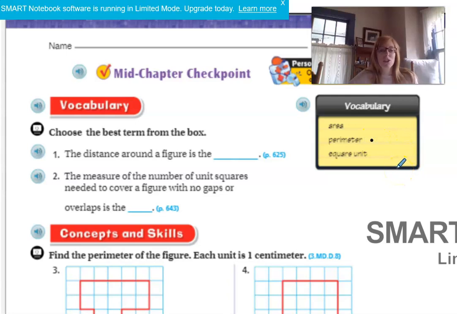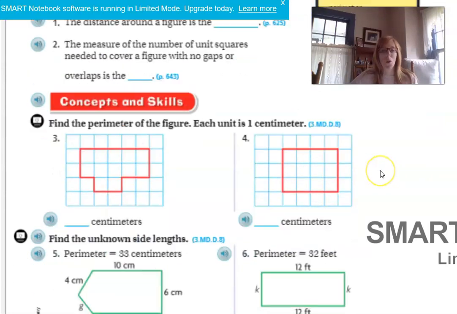The measure of a number of square units needed to cover a figure with no gaps, that's your square unit, and then, well, that's it, just two, and we know that area is the distance around. All right, so we're going to move on.